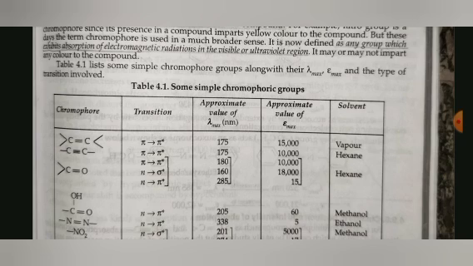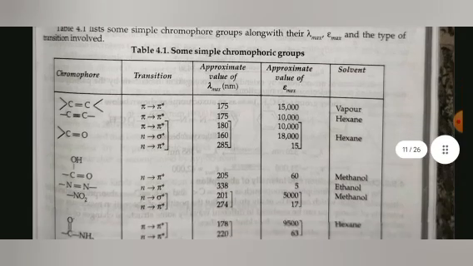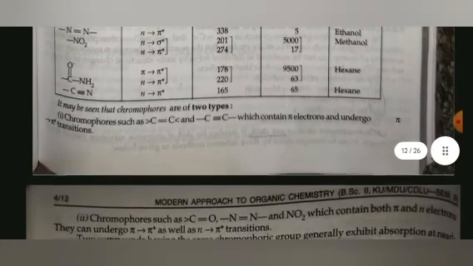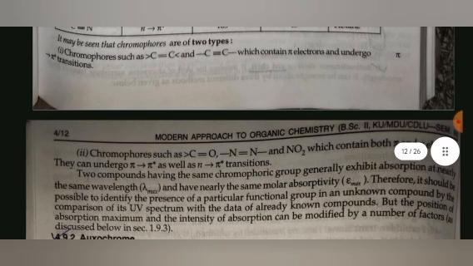Table 4.1 lists some simple chromophore groups along with their lambda max, epsilon max, and the type of transition involved. It may be seen that chromophores are of two types. First, chromophores such as C=C and C≡C, which contain pi electrons and undergo pi to pi star transition. Second, chromophores such as C=O, N=N, and NO2, which contain both pi and n electrons. They can undergo pi to pi star as well as n to pi star transition.